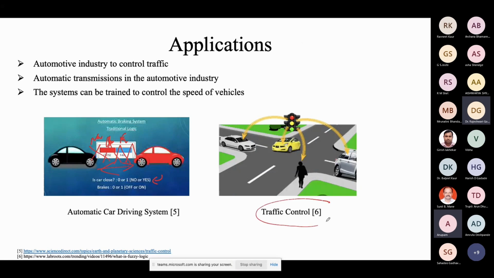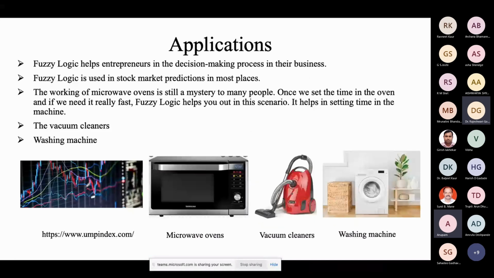Similarly, the traffic control application may have these fuzzy techniques. The next one is decision making in business. Fuzzy logic helps entrepreneurs in the decision making process in their business.